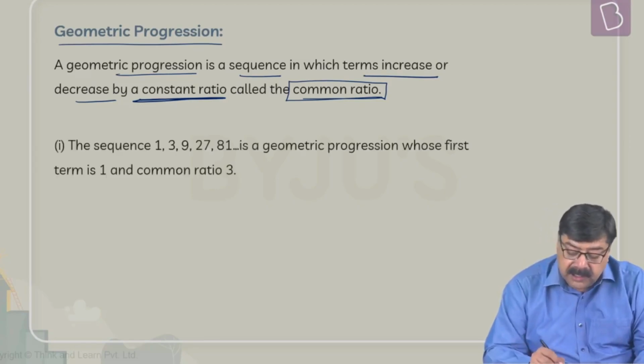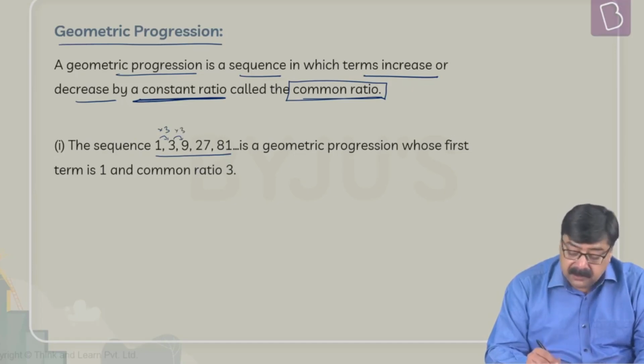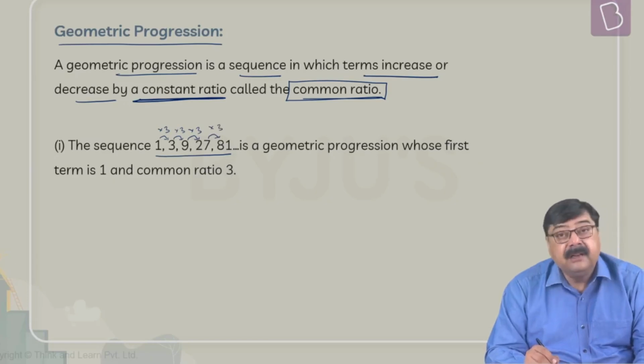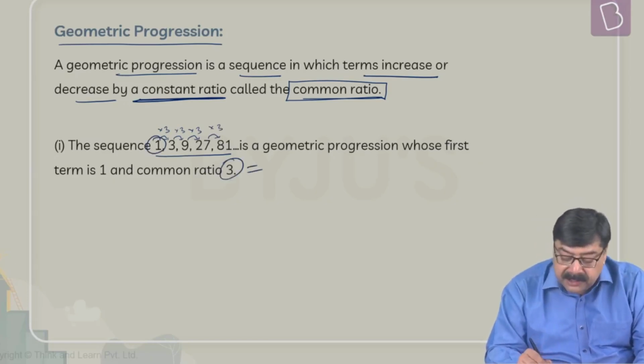So let us have a look at the sequence 1, 3, 9, 27, 81. A careful look will suggest that 1 into 3 is 3, 3 into 3 is 9, 9 into 3 is 27, 27 into 3 is 81. So the first term is 1 and the common ratio is 3, which is represented by R.